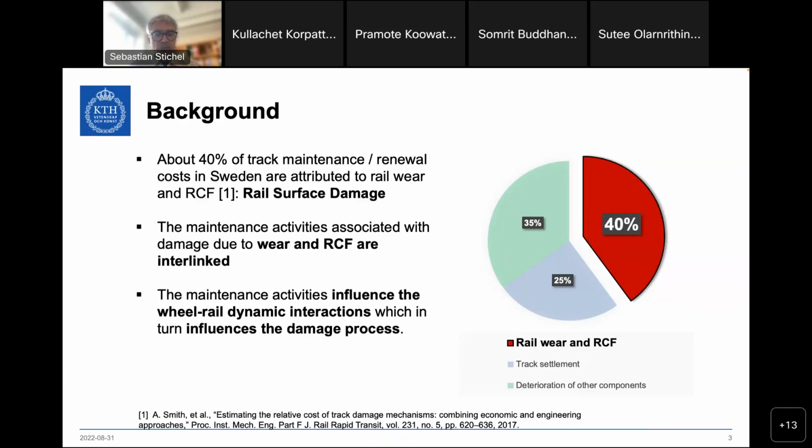You have to deal with them in combination. And another thing is that maintenance activities also, for example, influence the wheel rail dynamic interaction or the vehicle track dynamic interaction. So it is a very complicated process that needs a very thorough investigation to make good predictions here.